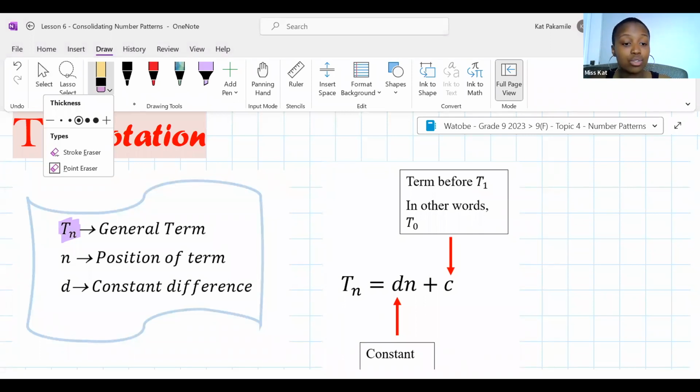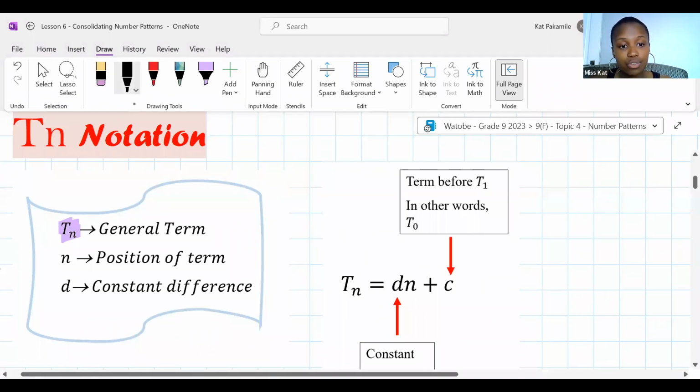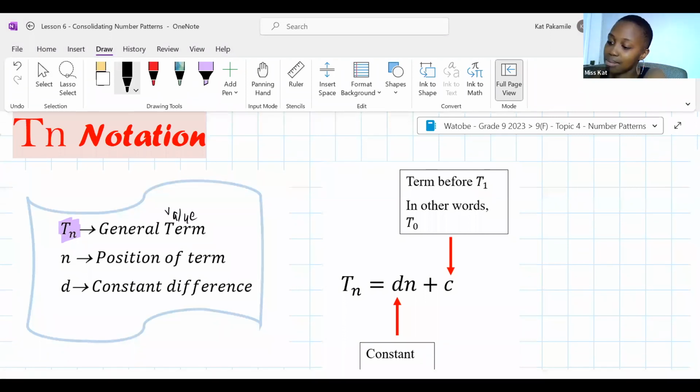Okay, Chichi, that's good. So this is the general term or the value of the term. My handwriting is still not cooperating. Guys, how do I place this tablet so it can work? Last chance. Value. There we go. N would be the position of the term. Okay, so is it first, second, fourth, third, and all of that? And D is our constant difference.